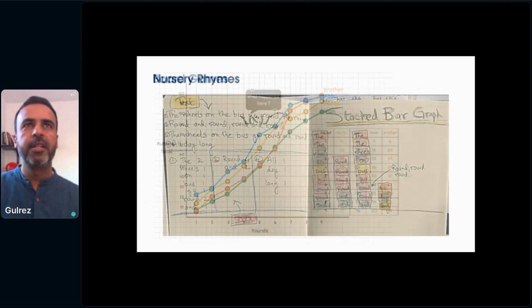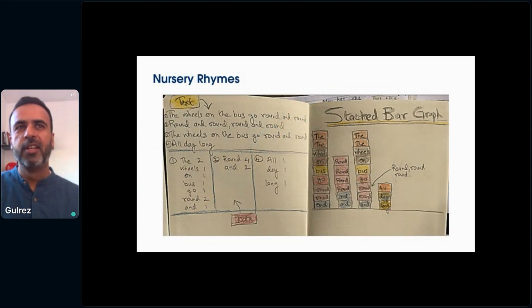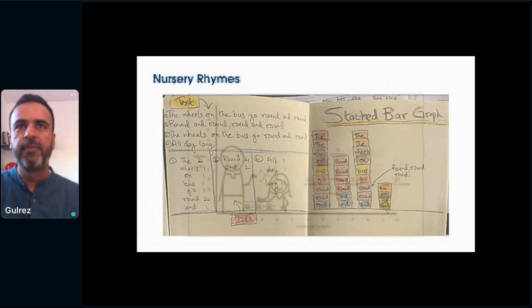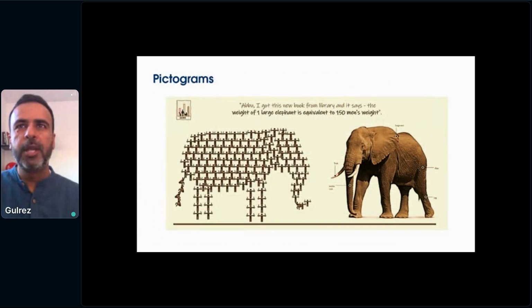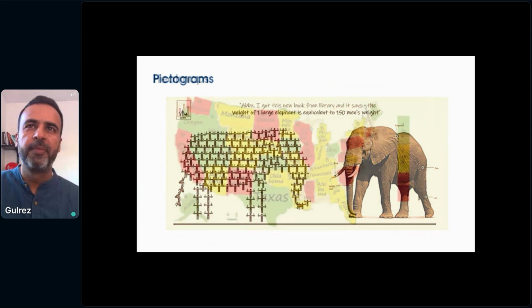So that's that. Nursery rhymes, wheels on the bus, right? So you count the number of items, and then you create the stacked bar graph, shapes and letters. Again, this is the number of sides on the y-axis, number of letters, and you see what fun stuff comes out. Pictograms, and all of this is based on real world scenarios. When my daughter came in with a book from the library, I created this pictogram for her.